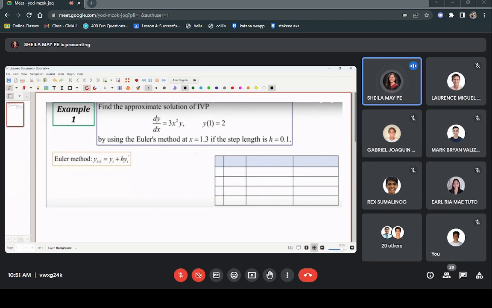Okay, so we have i here from 0, 1, 2, and 3. So we have x sub i. So for 1, because this is our starting point, x sub 0 is 1, so our y sub 0 is 2 here. Are you following, class?